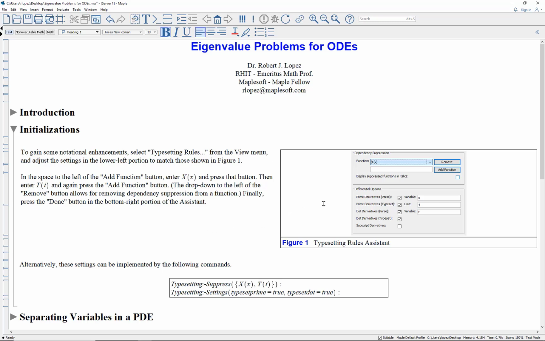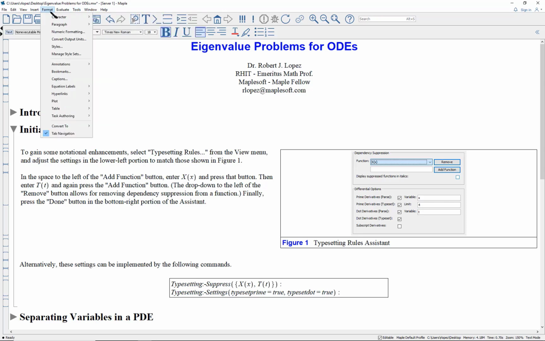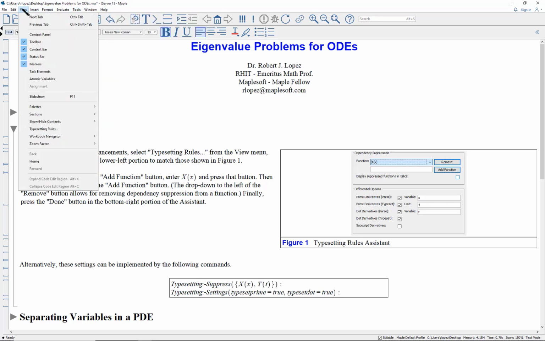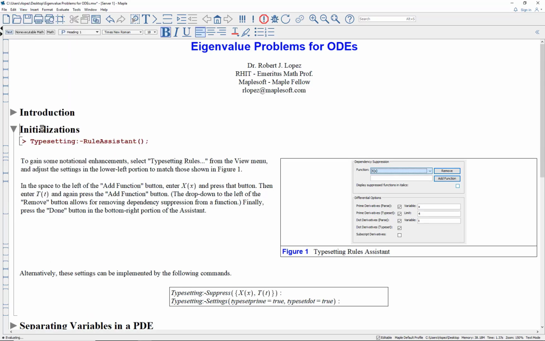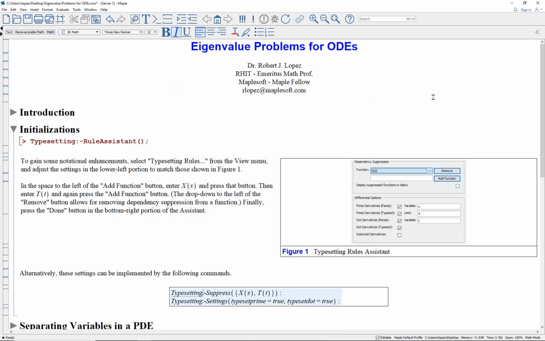And I brought up here the typesetting rules. I think it's an assistant. Tools, assistants. No, it's in the View menu. Typesetting rules. And I'm looking at this section right here. Dependency suppression. And you will see here an image of what that looks like.